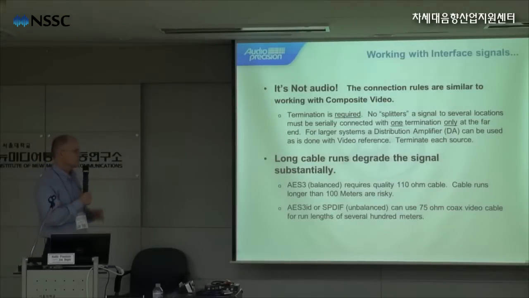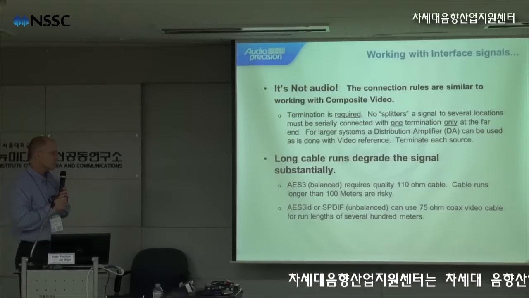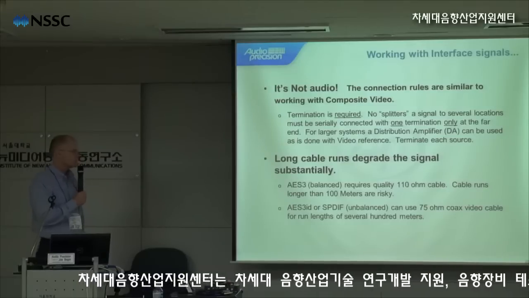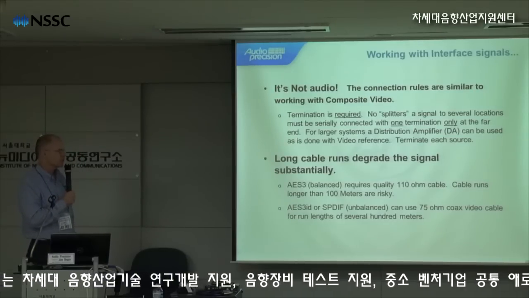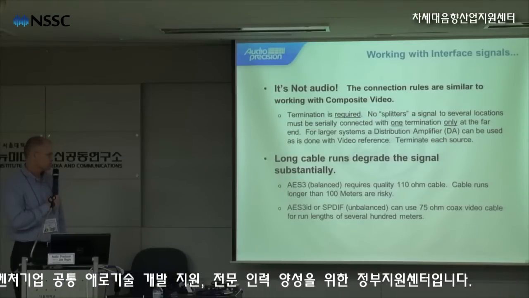When working with these interface signals, it's important to realize that it's not audio. It's basically a square wave. The connection rules are similar to working with composite video. So a termination is required. You have to manage the termination impedance, and you can't have any splitters in the connection. A signal to several locations has to be serially connected to one device at a time, with termination only at the far end. For larger systems, a distribution amplifier can be used, as is done with a video reference, but you have to terminate each source.